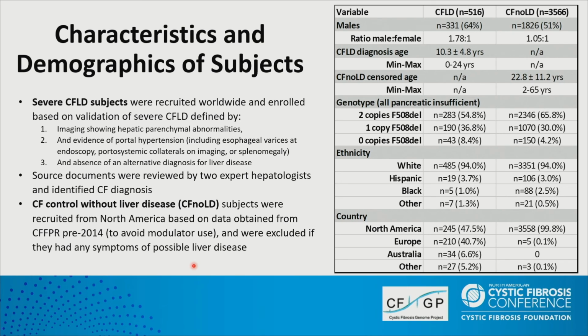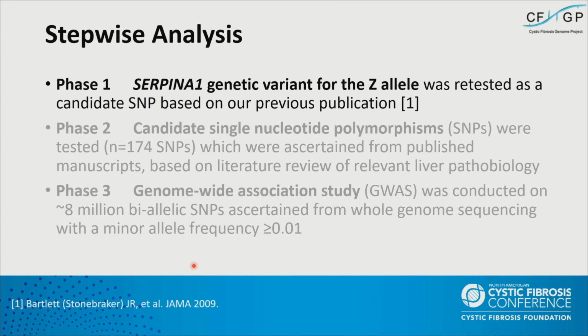Obviously, most of these patients had homozygous delta F. Most were white, as you would predict. About 90% of the patients with liver disease were enrolled from North America or Europe, whereas all of the controls were enrolled from the U.S. I'm going to give you 3 scenarios here. Phase 1, we're just going to look at the SERPIN-A1 genetic variant for the Z allele, which was retested as a candidate gene. And then we'll go on to two other things which I will tell you about.